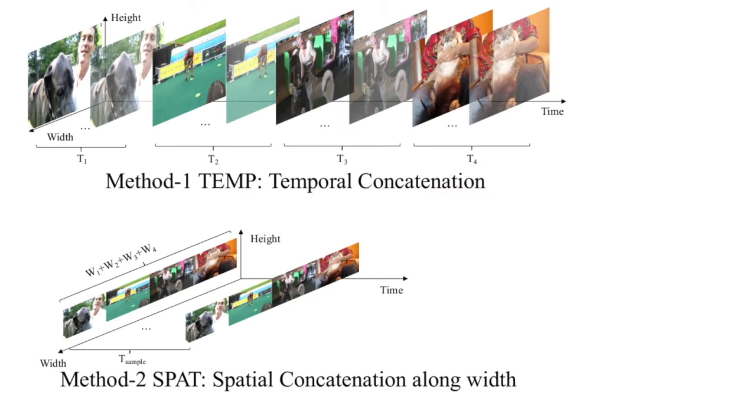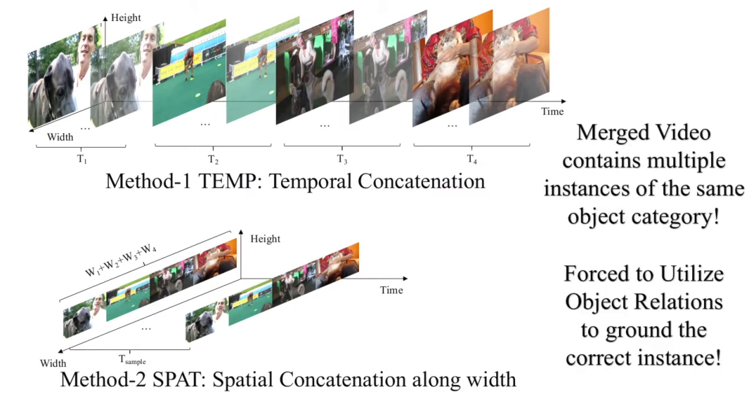In the second step, we merge the videos temporally and spatially. The merged video now contains multiple instances from the same object category. Therefore, the model must now consider object relations to disambiguate and ground the correct instance.